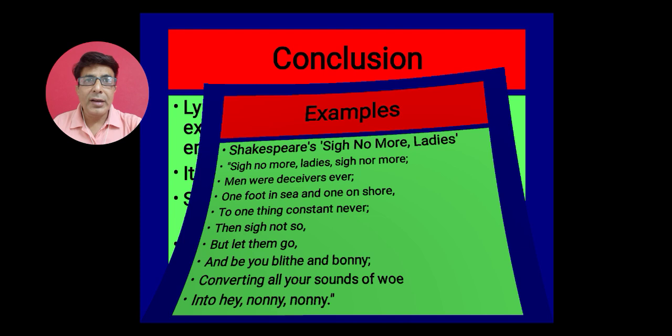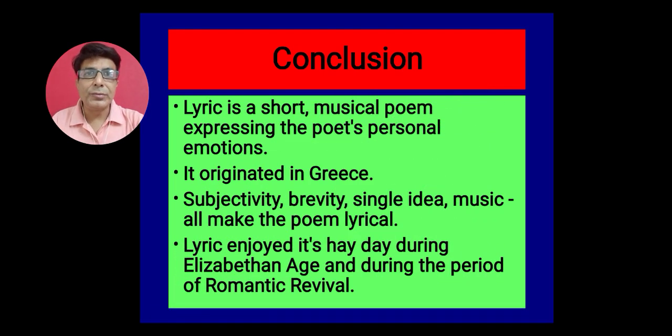Okay, and now here we come to the end of this discussion on the characteristics of lyric. But before I depart, before I take your leave, let me conclude the whole discussion: lyric is a short musical poem which expresses the personal emotions of the poet. It originated in Greece. It is known as lyric. Why? Because it was sung in the company of a musical instrument called a lyre.